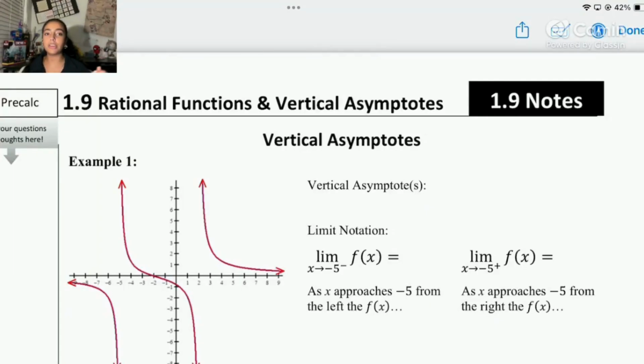Okay, now for 1.9, we're really going to be focusing in on limits, specifically limit notation. So here we're asked about vertical asymptotes to start off, and here we can see there's one at x equals -5 and x equals 2. So we can include those.